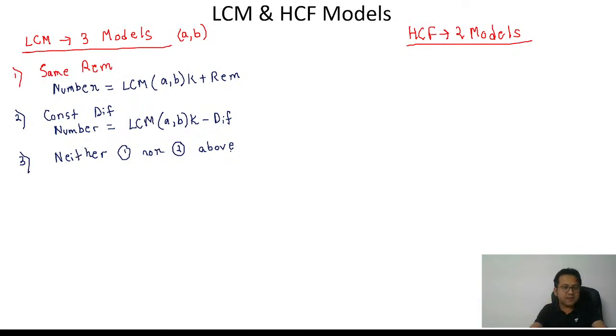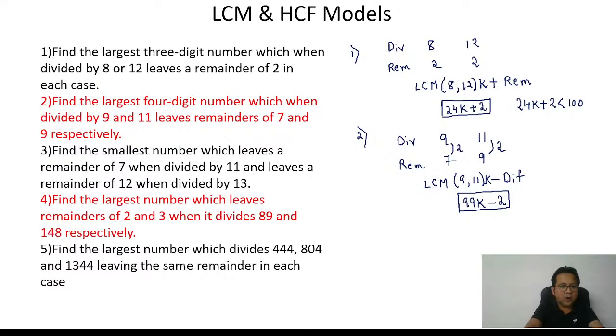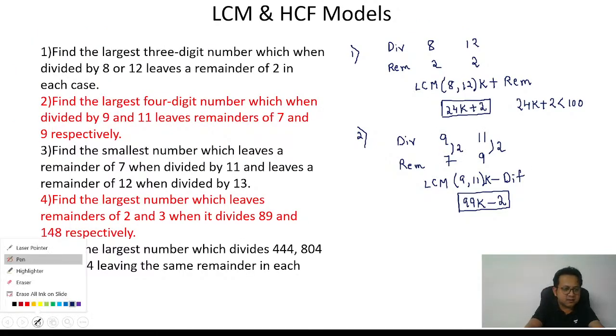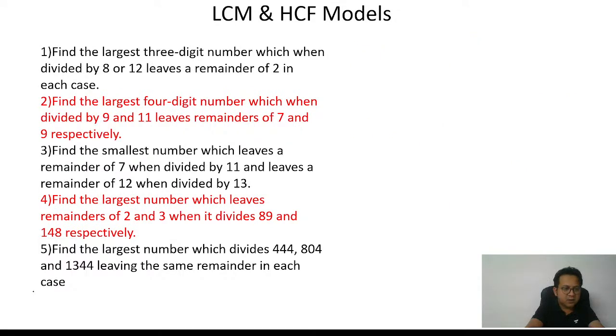Fine. Then HCF. There were two models in your book for HCF. What were the two models? Let's first rub it and create some space. Okay. Let's do question number 4 next. Question number 4 is on HCF. How will you do this?